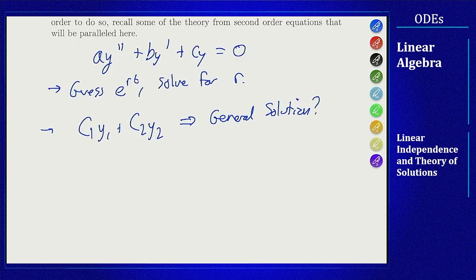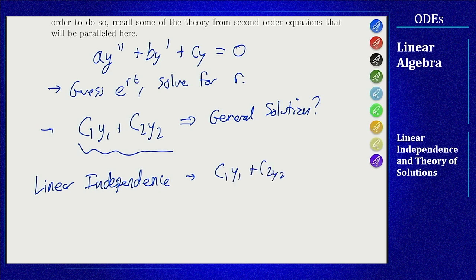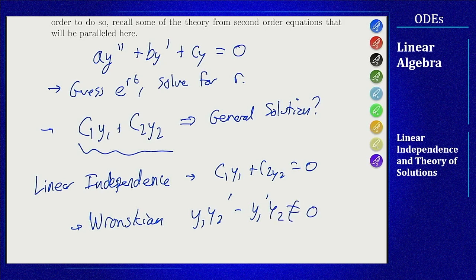What was the idea there? Well, I wanted to see if it was possible to write 0 in exactly this form. So linear independence asked, can I write c1y1 plus c2y2 equals 0 without picking c1 and c2 equal to 0? If this was not possible, they're linearly independent, and if they're independent, this is a general solution. We also had the Wronskian, which let us check whether things were linearly independent or not. That was y1 y2 prime minus y1 prime y2 being non-zero, and we'll see how that connects a little bit later on. But as of now, I want to get back to the idea of linear independence: if you can't add these together to get 0, they're linearly independent, and then things are good from there.